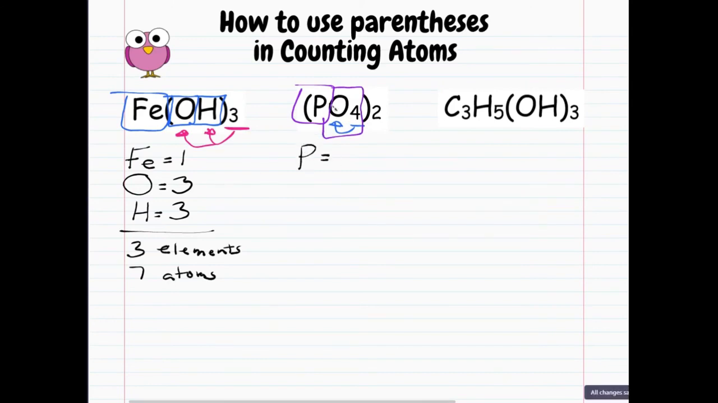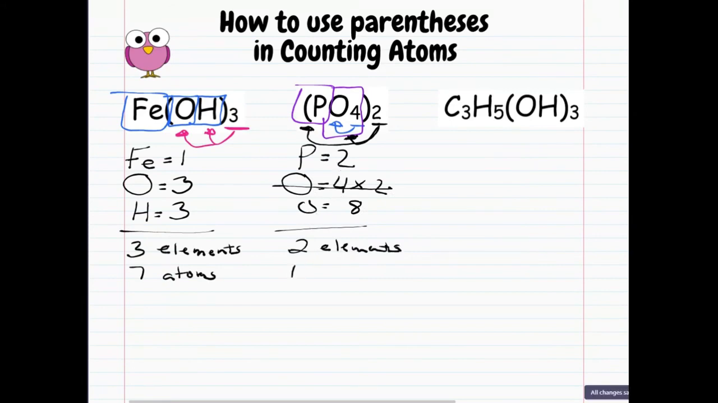So when I write them down, phosphorus only has 1 box, but since it's inside those parentheses, you need to multiply that 2 by phosphorus, so you end up with 2 atoms of phosphorus. Then we have our oxygen. Our oxygen has that 4 next to it, so that means oxygen has 4 atoms. But this is 4 atoms only inside the parentheses. We still need to multiply the 2 also by oxygen, so it would actually be 4 times 2. So our oxygen atoms end up being 8. So for this example, we have 2 elements and 10 atoms.